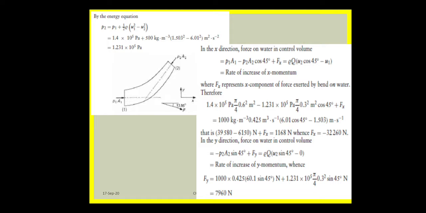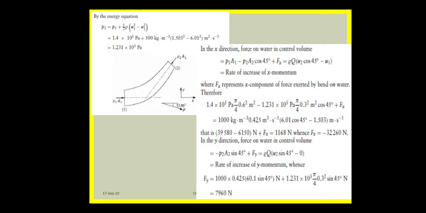that implies rho Q into u2 cos theta minus u1, that is equal to the rate of increase of x momentum, where Fx represents the x component of force exerted by the bend on water. Therefore write the values: P1 is equal to 1.4 into 10 to the power of 5 pa, into area pi by 4 into 0.6 square, minus P2 value 1.231 into 10 to the power of 5 pa into area pi by 4 into 0.3 square into cos 45 degree plus Fx.